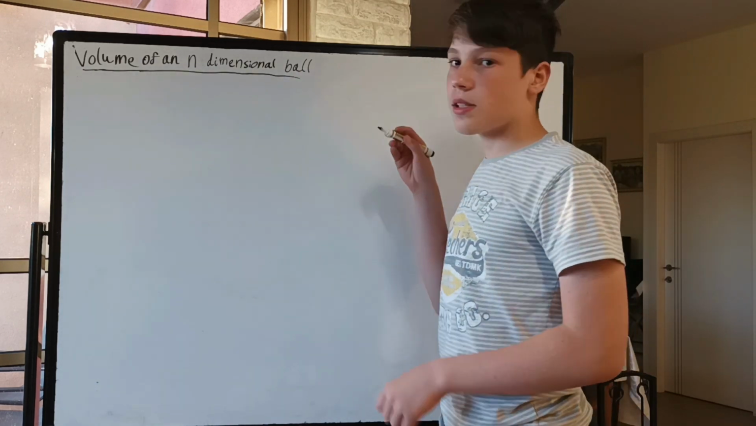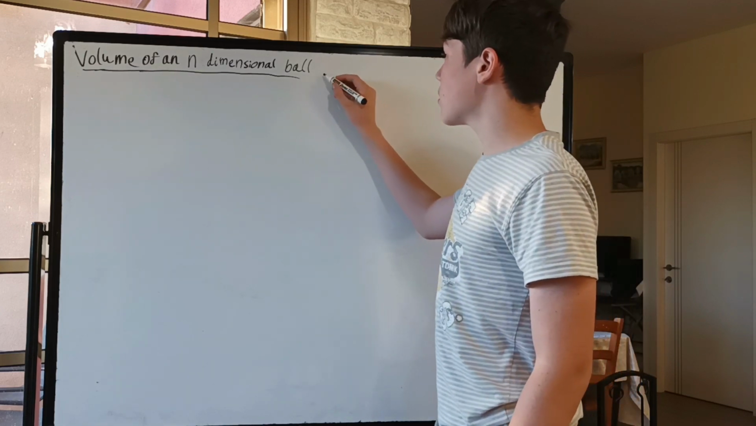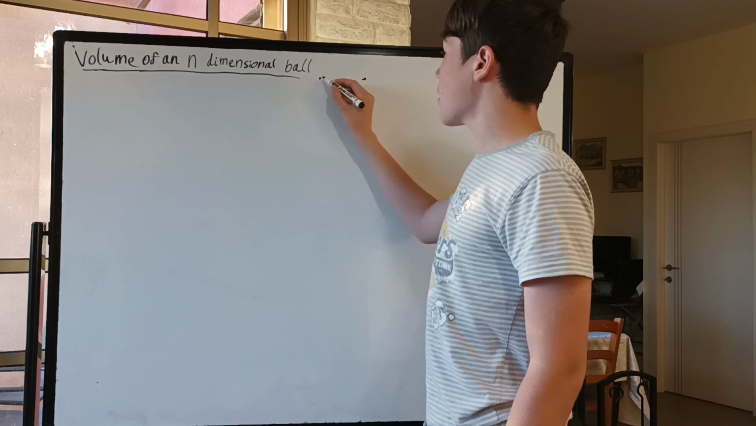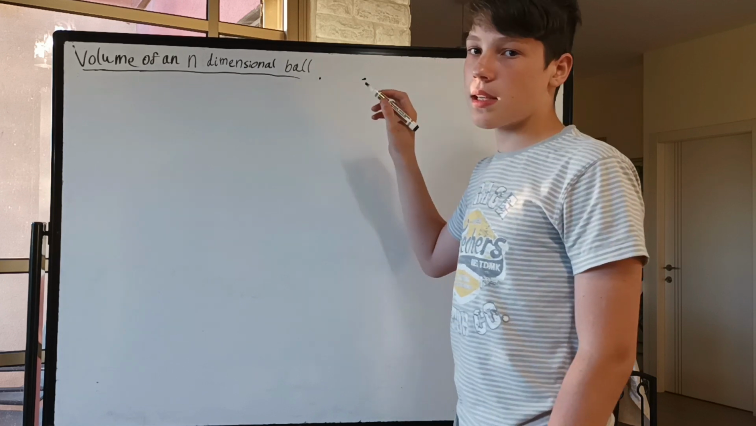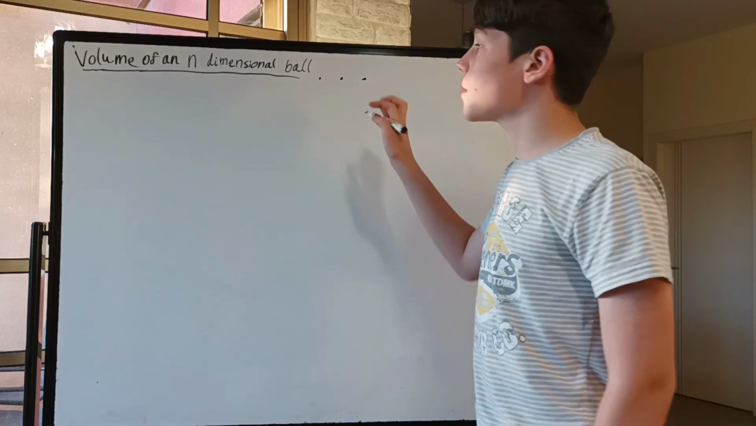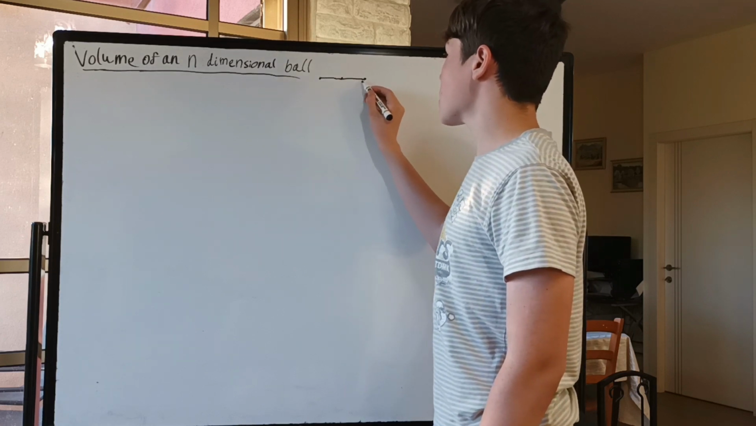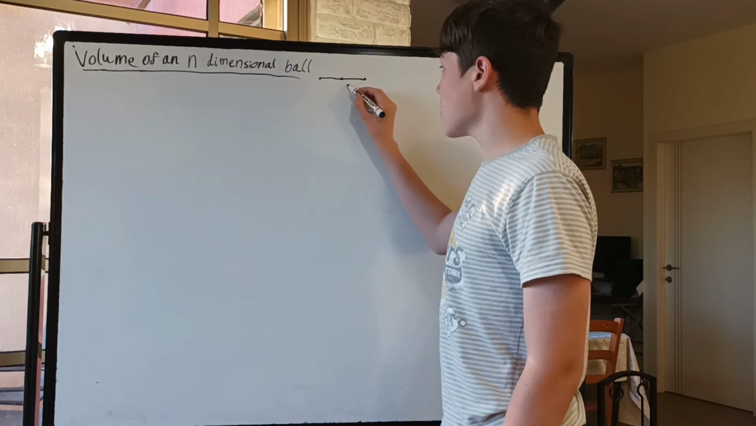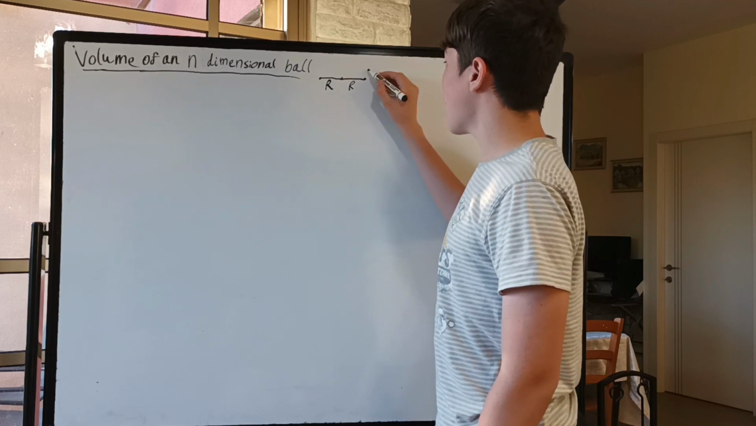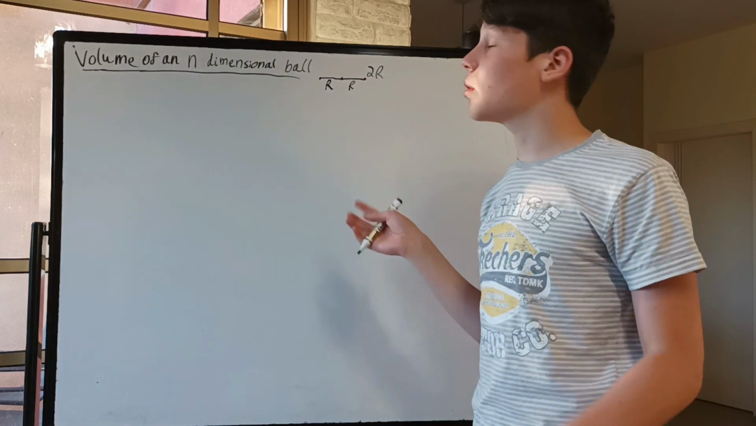A one-dimensional ball is the collection of all the points that are the same distance apart from this point or closer to it. So it's just this line. If it has radius r, this will be r, this will be r, and the entire length or volume would be 2r.